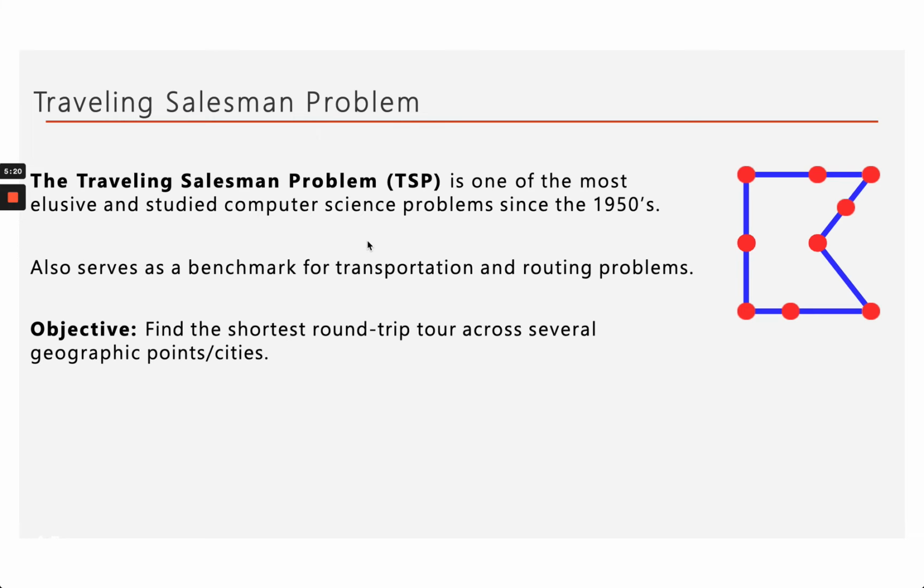The objective is very simple. Find the shortest round-trip tour across several geographic points or cities. Easy enough, right? You have all these locations you want to visit. Find the shortest round-trip tour to visit all of those cities. That's actually a very practical problem to solve because there are a lot of things that we have to optimize the routings for. Even for things like circuit boards, the traveling salesman applies. So as somebody who's done circuit board development, here, let me see if I have it. Here's an Arduino board right here.